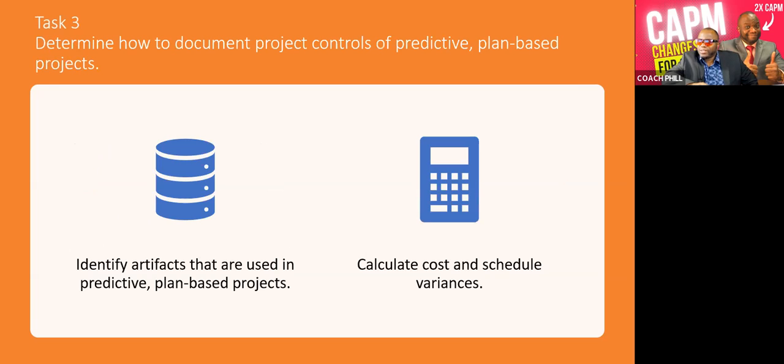Task 3, determine how to document project controls of predictive plan-based projects. So you've got to know the right artifacts that are used in predictive, those that are used in this world for better grasp, better control of what is going on in the project. Just be aware that the way we manage in predictive is very different from Agile. So this is making a demarcation on the CAPM exam between predictive and Agile.